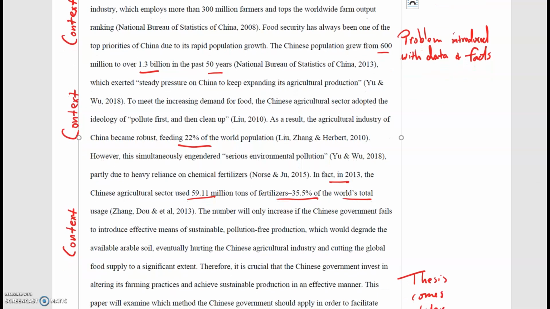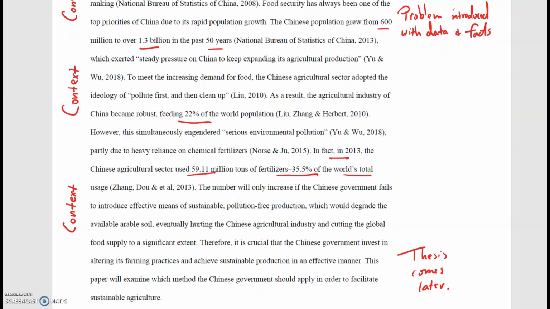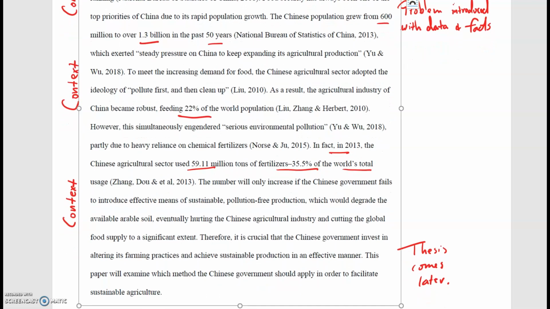What's nice here, and as I've noted in the margins, is that this introduces the problem and the context with data and facts. So I come away definitely a smarter person about this for having read this, for knowing that, well, the Chinese agricultural industry feeds 22% of the world's population, that it does so with 59.11 million tons of fertilizer in a single year, and that the population is growing. So I know that this is a serious problem. Just the scale of it is pretty staggering.